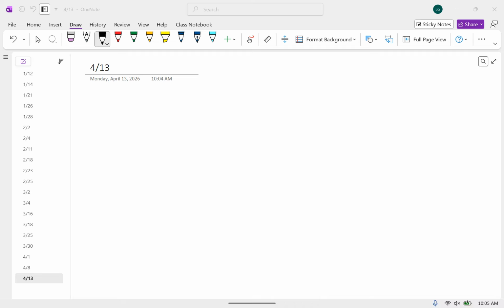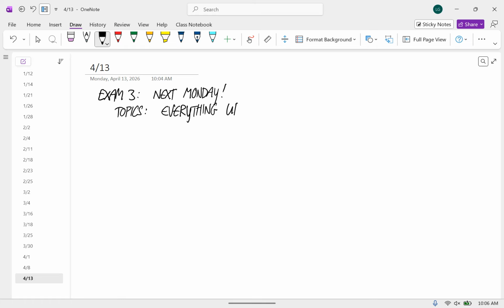So exam 3, I believe, is next Monday. That's how I interpreted my calendar. And the topics for exam 3 are, remember, it's cumulative, so everything starting at the beginning, but up through linkages.